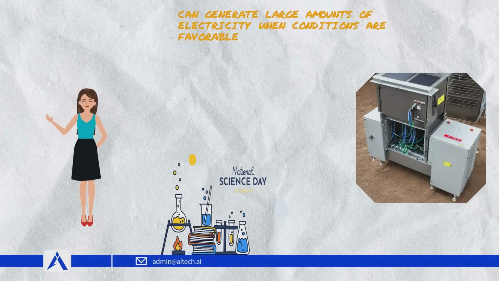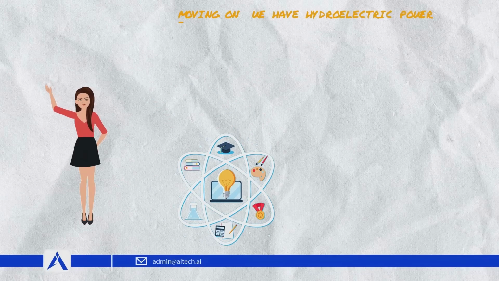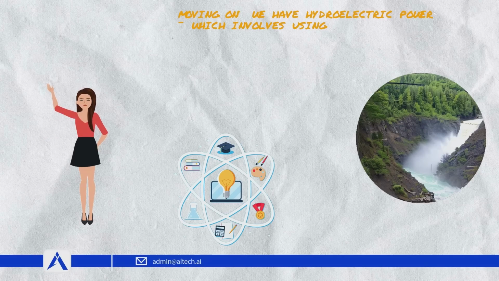Wind turbines are now a common sight in many parts of the world, and can generate large amounts of electricity when conditions are favorable. However, wind power can also be intermittent. If the wind isn't blowing, no power is being generated, and wind turbines can also be quite large and unsightly.